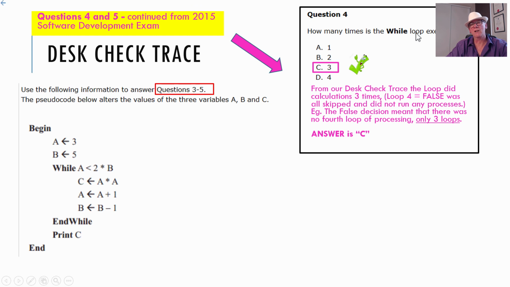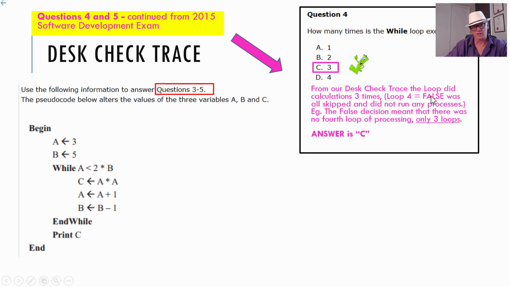Now, question 4 said, how many times is the while loop executed? Now, you might be thinking, oh yeah, there were 4 columns that we ruled up, so it was 4. Think about that carefully. Remember, when we got to trying out to do loop 4, the condition was false.